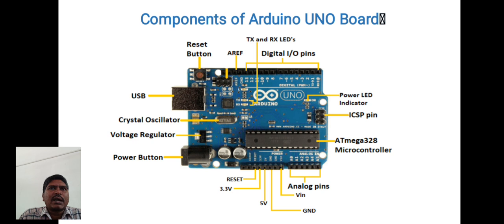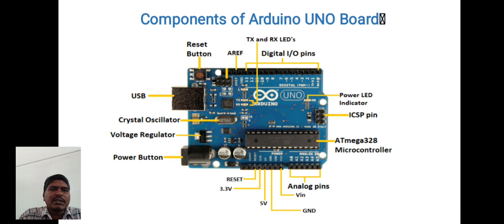The next one is the oscillator, that is the crystal oscillator. The crystal oscillator has a frequency of 16 megahertz, which makes this Arduino board the most powerful one when compared to other boards. Next one is the voltage regulator. The voltage regulator converts the input voltage to 5 volts. It is the required power, that is voltage, for this board. Next one is GND, that is the ground pin. Then Vin means the input voltage.